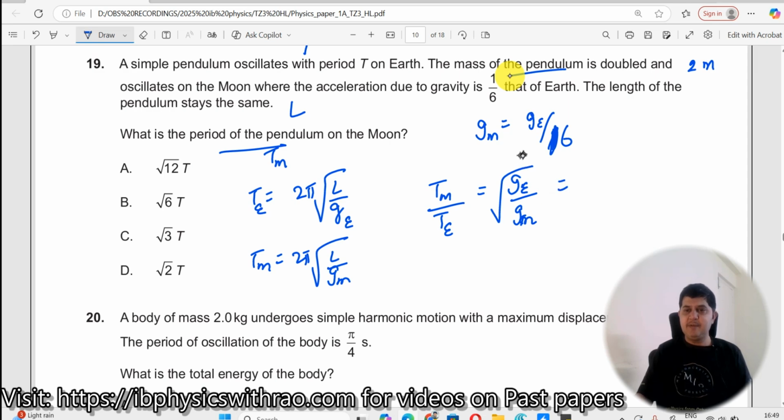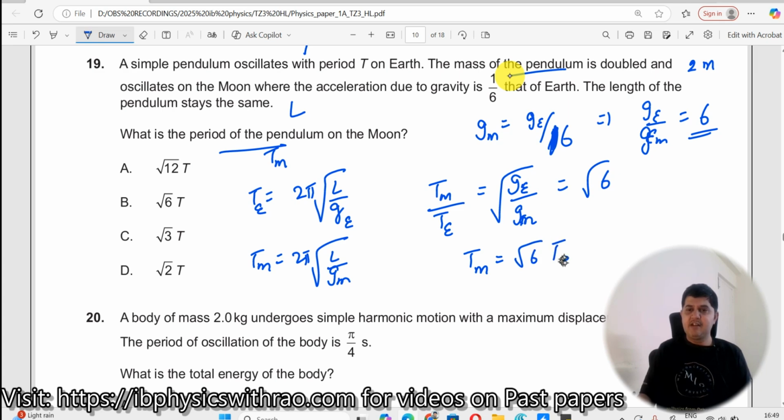So what is g_E by g_M? You look at this here: from this expression, it is equal to 6. This 6 goes away and this g_M comes downwards. So it is 6 over here, and I will write this as root 6. So T moon is equal to root 6 times T earth. So the answer should be B.